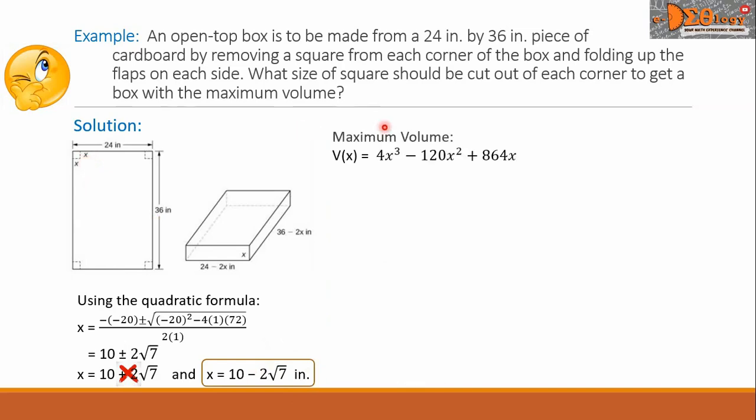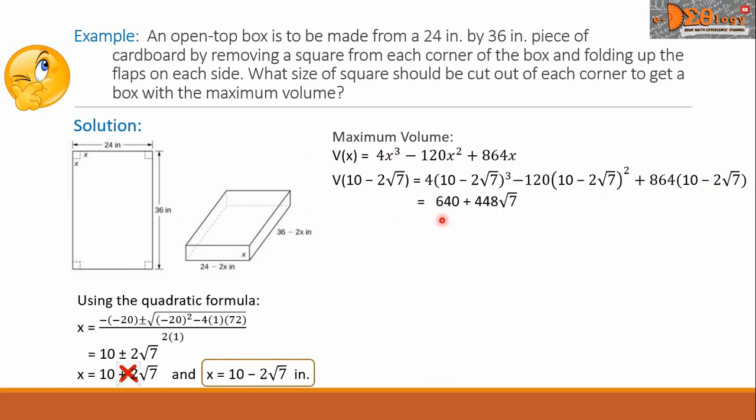If we're curious about the maximum volume, with the formula earlier about the volume of the box, let us substitute this value 10 minus 2 square root of 7 for all the x that we see on the right side. So it will be like this. When we simplify this, we will get the answer as 640 plus 448 square root of 7. And this is equivalent to 1825. And the unit of measurement, cubic inches.